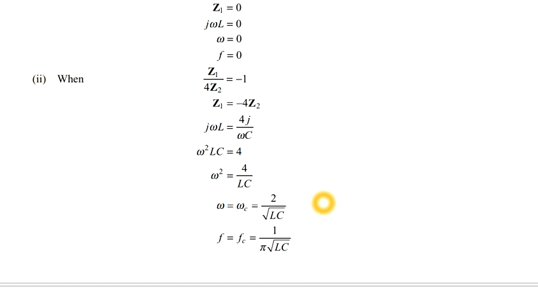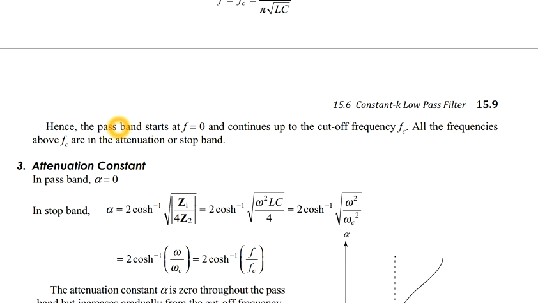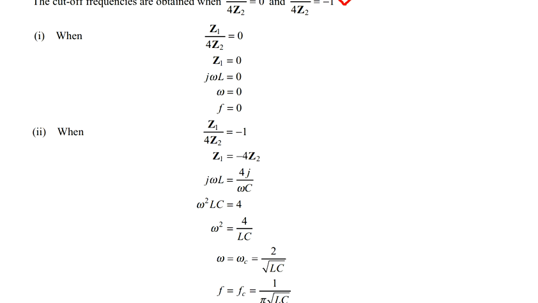So this is how we determine the cutoff frequency for low pass filter, because these two conditions are important. That's why I told you the characteristics of filters are the basis for deriving or designing the filter concepts. So here the pass band starts at f equal to 0 and continues up to the cutoff frequency fc. All the frequencies above fc are in attenuation or stop band. They correspond to the values of 0 as well as -1.